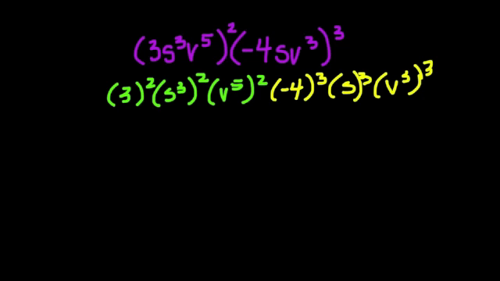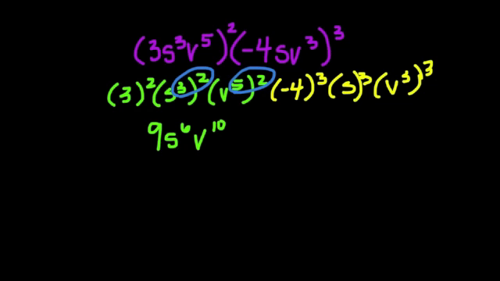Alright, so what we're going to have here, we're going to combine all the things that we can. Let's start with the first. So 3 squared in this first part here is going to give me 9. And remember again, the exponential rule here is we're going to take and multiply these exponents together. So that's going to give me s to the 6th, because 3 times 2 is 6. And then v to the 10th, because 5 times 2 is going to give me 10.